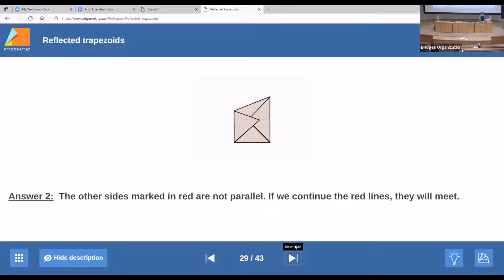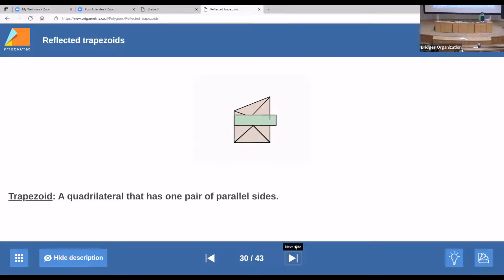So what do you think? Is this a trapezium? Now the children know what a trapezium is. They never forget. Okay. So now we open all the folds we made.